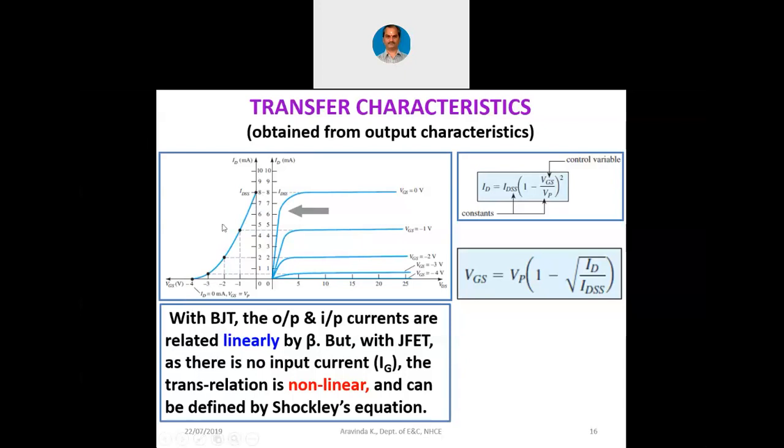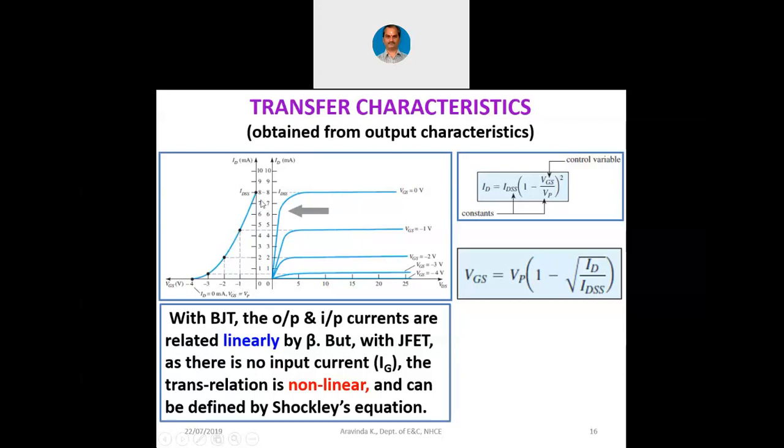Now what about the region in between? Can we deduce some minor relationships here also? We know that VP and IDSS are constant. If so, can we have a distinct relationship between VGS and ID? That is the question. If you observe this curve, IDSS is 8 milliampere. What about at 4 milliampere? When ID is half of IDSS, what is the value of VGS? That you can try to relate.